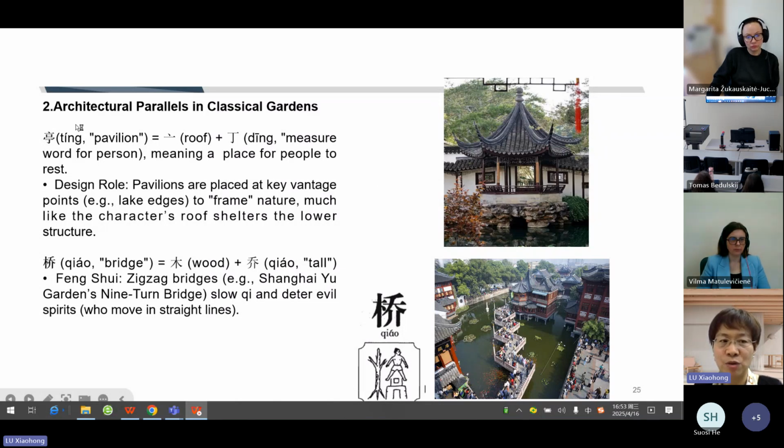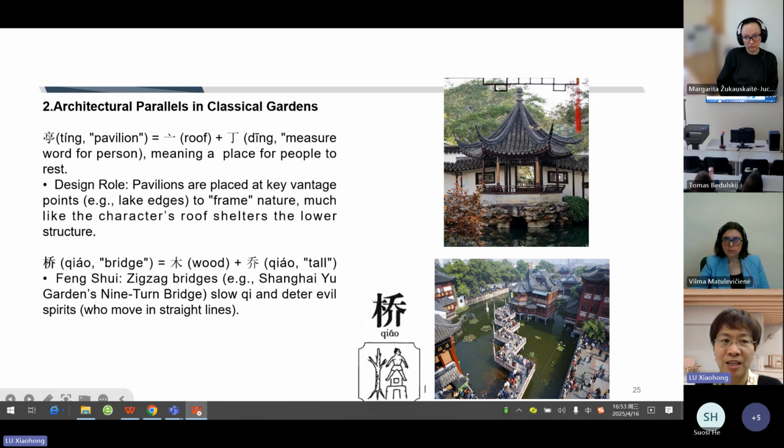So we have this word ting, and then in architecture we have this ting in the garden, in the park also. We can find this ting with a curved roof. And this pavilion is usually placed at key vantage points, for example the lake edge, so that it can be harmonious with nature, to frame nature. So very much like the character's roof, it shelters the lower structure.